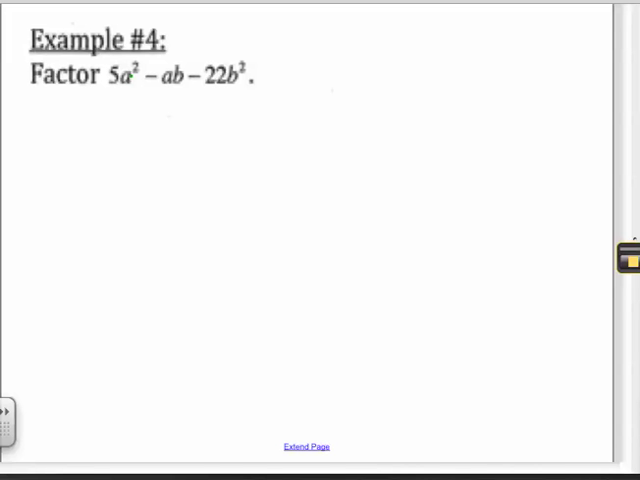Okay guys, example number 4. So the only thing we have to notice is that this last term has a b squared. Oh, I'm sorry. Let me redo this. This last one has a b squared. So I know that I'm factoring this. I'm going to have two factors, but the last term is also going to have a b. Front term is going to have an a. We know that.